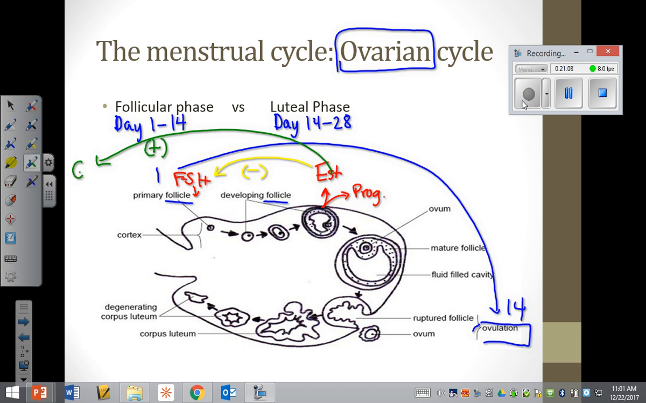Estrogen has a positive effect on GnRH, which stimulates LH. That is one of the only places where there is positive feedback. Normally, a hormone would inhibit the pathway that causes its production, but here, while estrogen is inhibiting FSH, it's stimulating GnRH, which is stimulating LH. It's already inhibiting FSH, so I'm not getting more of it, but it's stimulating LH. On day 14, you get an LH surge. Essentially, the estrogen from the developing follicle stimulates a huge jump in the production of LH, and that is what causes ovulation.